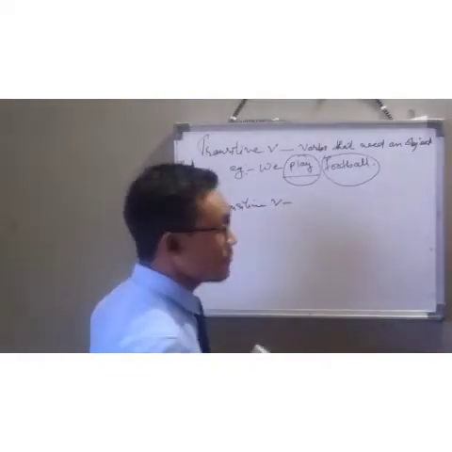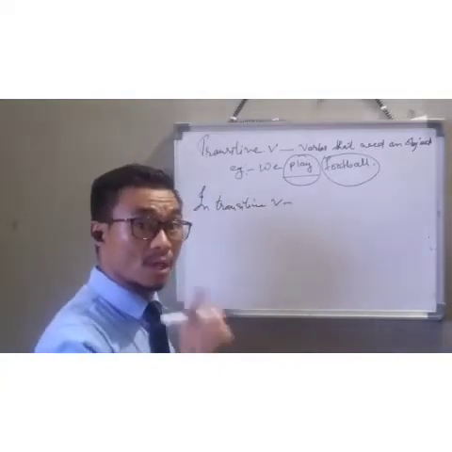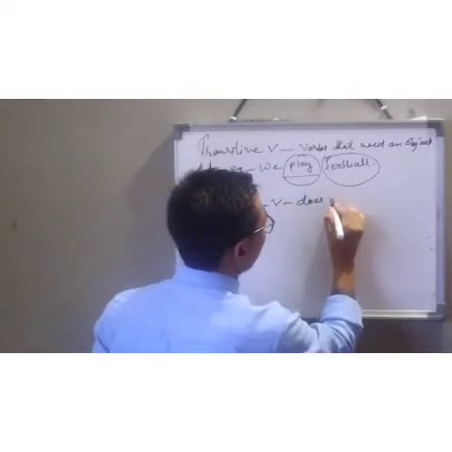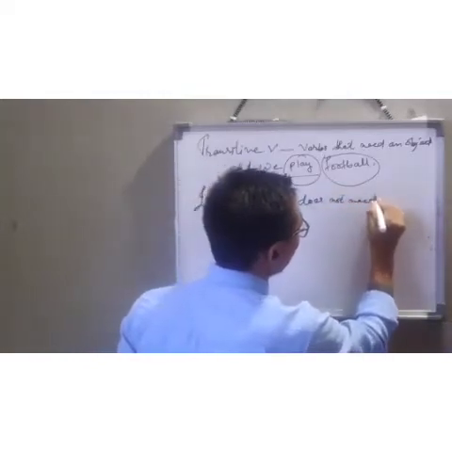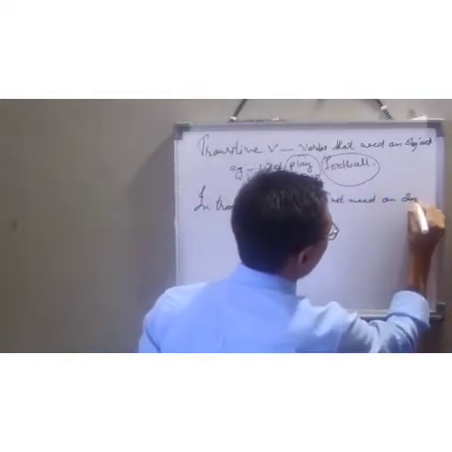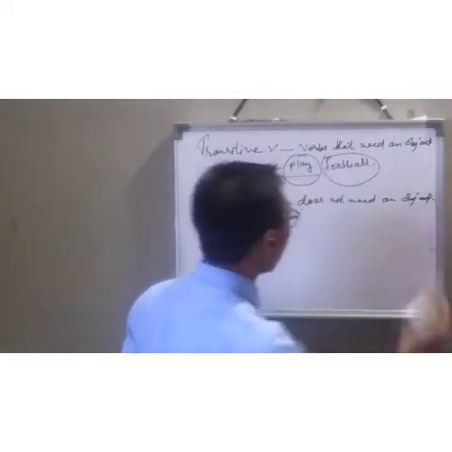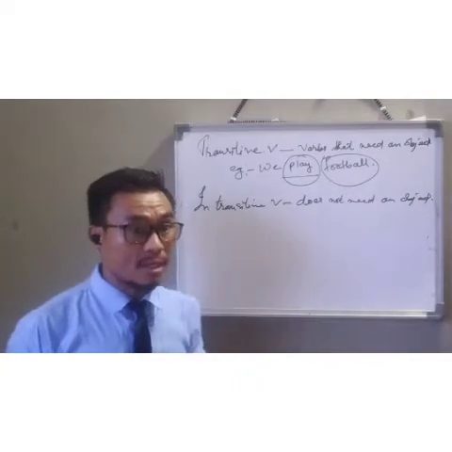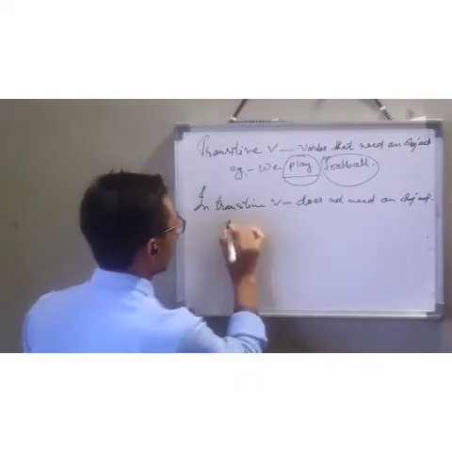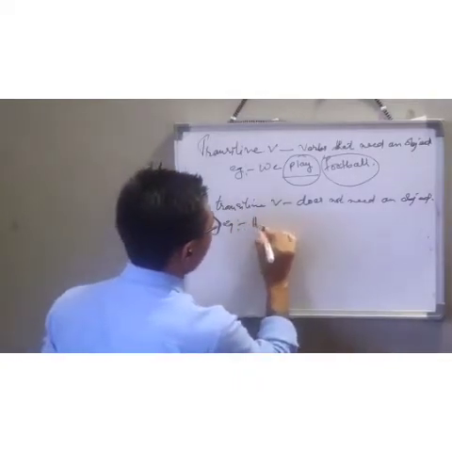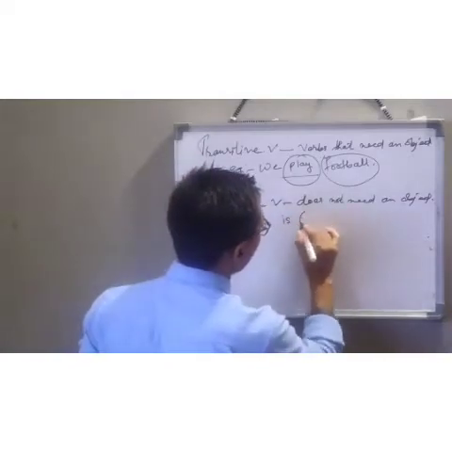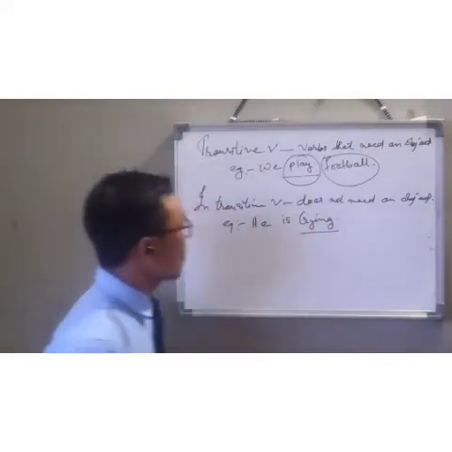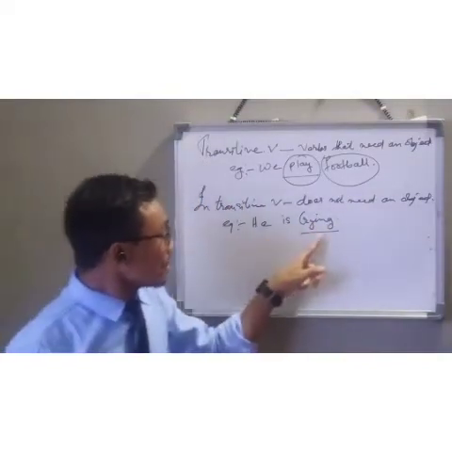Now intransitive verb. So what is an intransitive verb? Intransitive verbs are those verbs that do not need an object. So intransitive verbs are those verbs that do not need an object. Example, he is crying. He is crying.